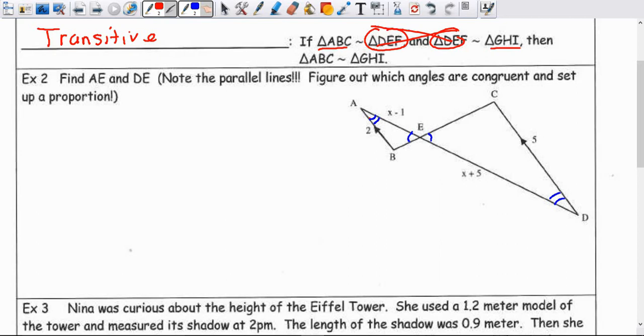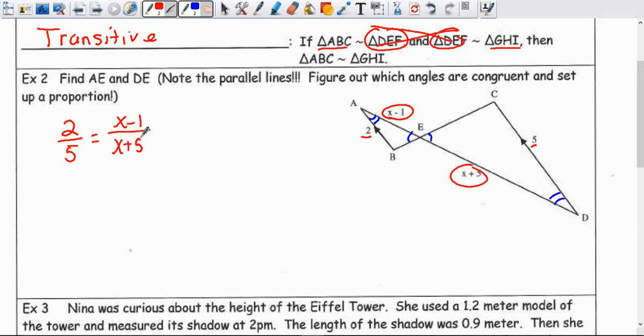So let's start with this. We know we have a 2 right here. So we need to figure out what matches 2 in the other one. Well, it's beside the 2, but it's not trapped in between, so that would match 5. So we would put 2 over 5. Then we need to match the x minus 1 with whatever matches it in the other one, which would be x plus 5.